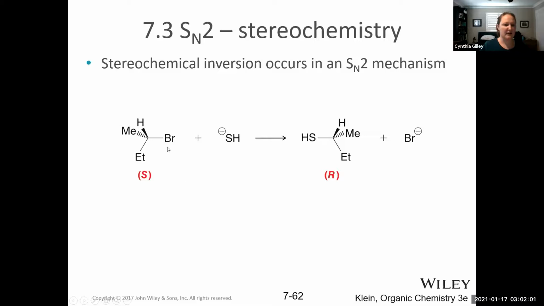And because the bromine and the sulfur both have the highest priority, as they often do, the R/S designation also switches for that carbon. So it's important to recognize that when you have a chiral center and you're doing an SN2 reaction, inversion is occurring.